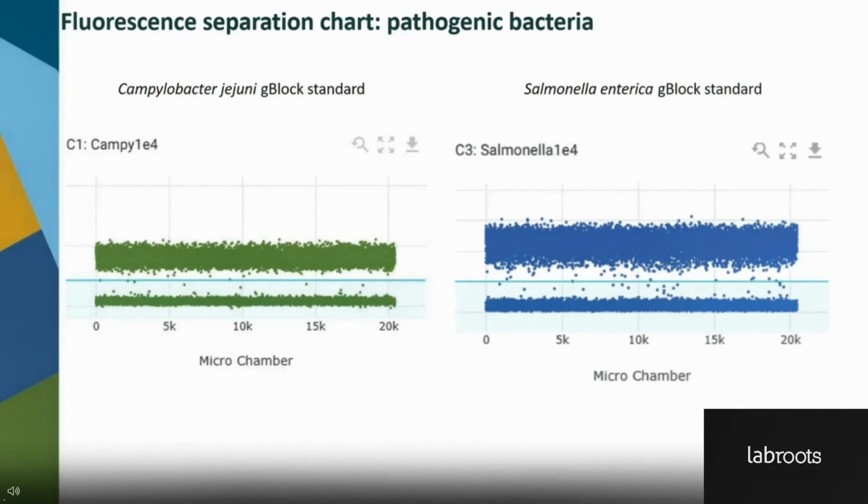I also tested some bacterial pathogen positive controls on AbsoluteQ. These are the separation charts for Campylobacter and Salmonella G-block standards. These are two pathogens in the EPA CCL list, and they are quantified with different fluorescent dyes. As you can see, they are in different colors. By using different dyes, this can provide a potential to run them in duplex in the digital PCR system in the future.